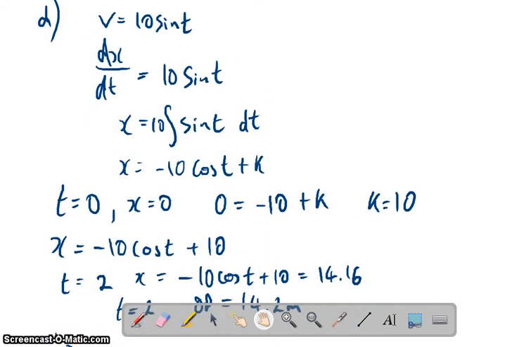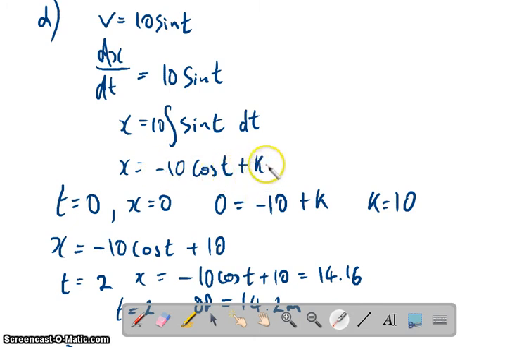The question says find or calculate the distance OP when t is equal to 2. So the distance, well, we've got the velocity, but we didn't quite get as far as distance. So as velocity is dx by dt, all we need to do is integrate the velocity with respect to time, and we'll get the displacement or the distance. So in this case, x is equal to 10 integral of sine t with respect to t, and that gives us minus 10 cos t plus k.